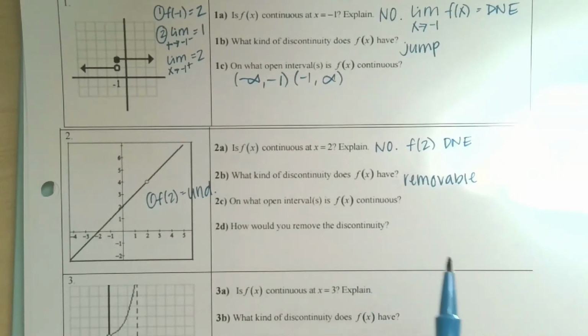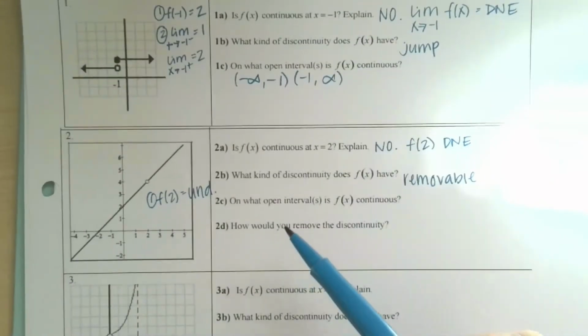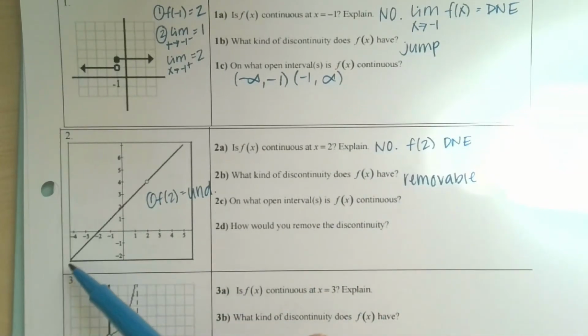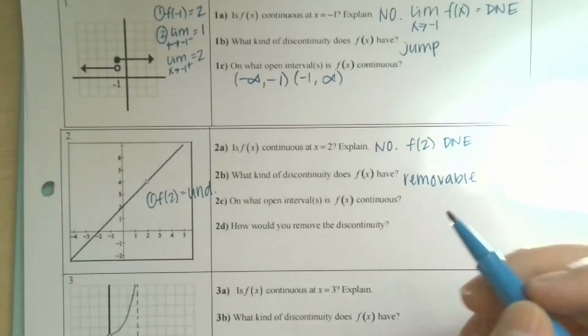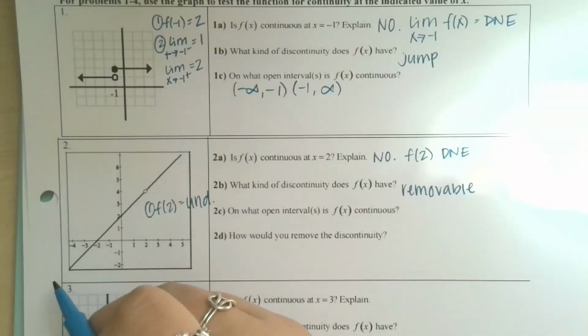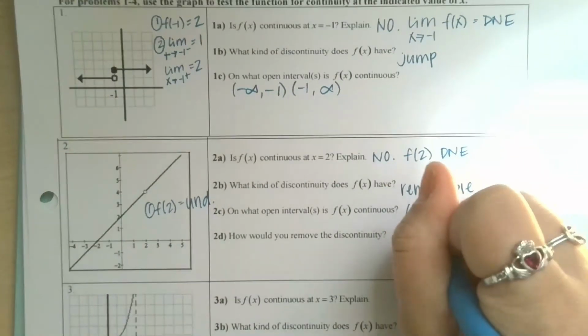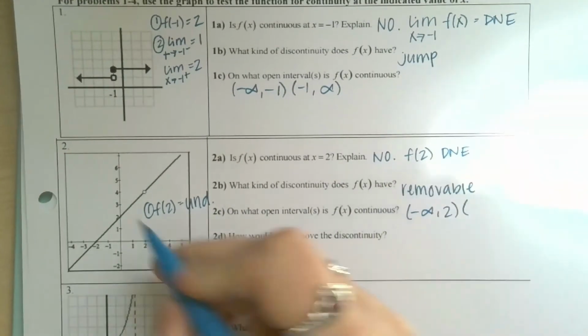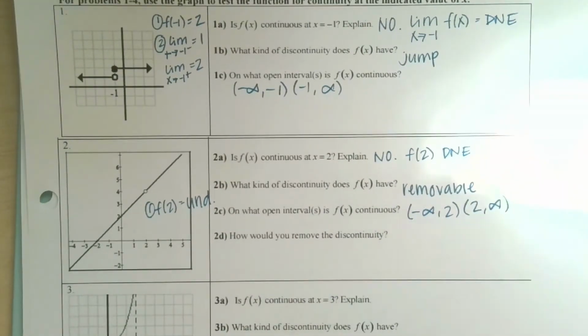Now we need to do our open intervals. So again, think back to this example right here. Our open intervals are the intervals on which we can draw our function without having to pick up a pencil. So we can draw it starting at negative infinity all the way up to 2. Negative infinity to 2. Then we can go again from 2 all the way to positive infinity.